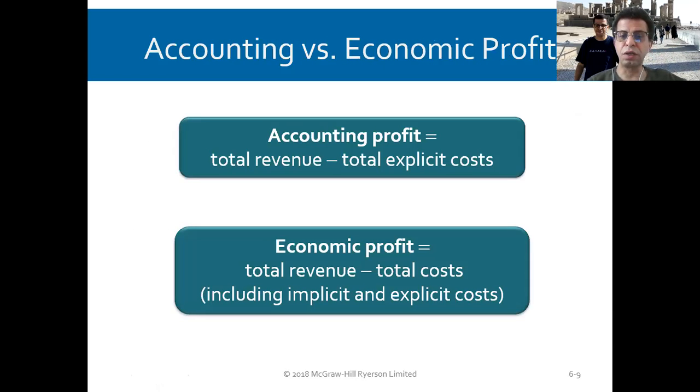Now, accounting versus economic profit. Accounting profit is, as we said, the total revenue minus the total explicit cost, the cost that you pay to a third party. The economic profit is the total revenue minus the total cost. It's the same thing, but here you add implicit and explicit. So your total cost is made of implicit and explicit costs.